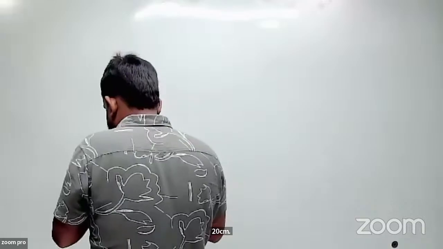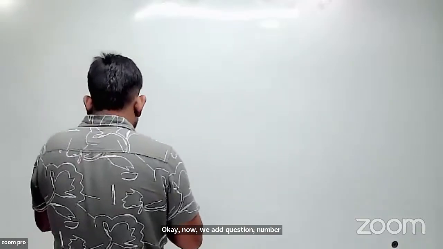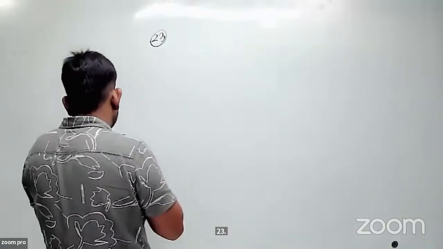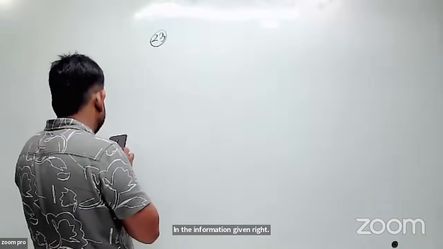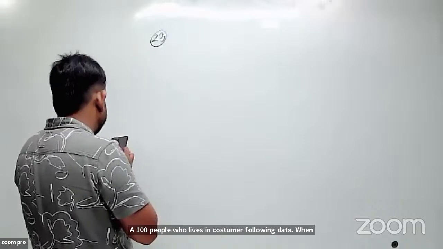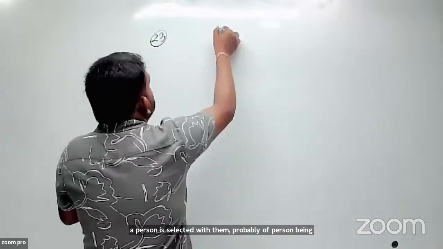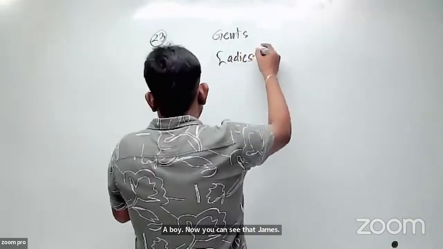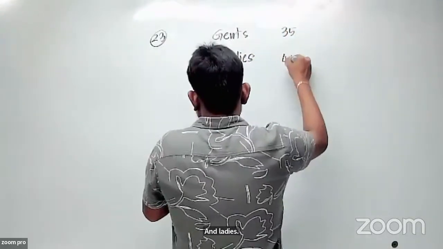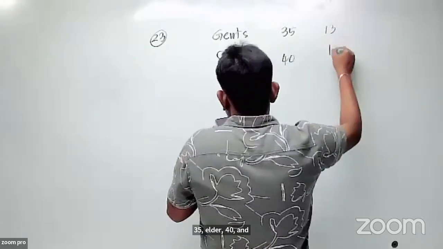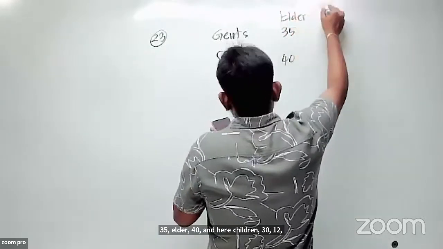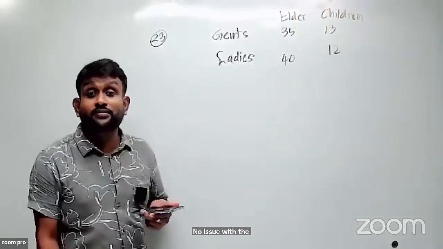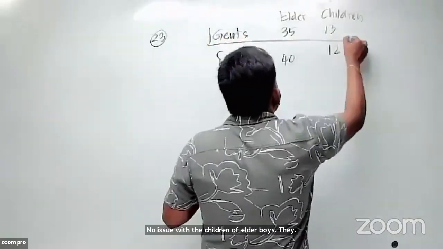Now we are at question number 23. In the information given, 100 people live in Koskama, with the following data. When a person is selected randomly, find the probability of the person being a boy. Now you can see gents and ladies: gents 35, elder 40, and here children 30, 12. They are asking for boys. So here, gents, these are the boys.